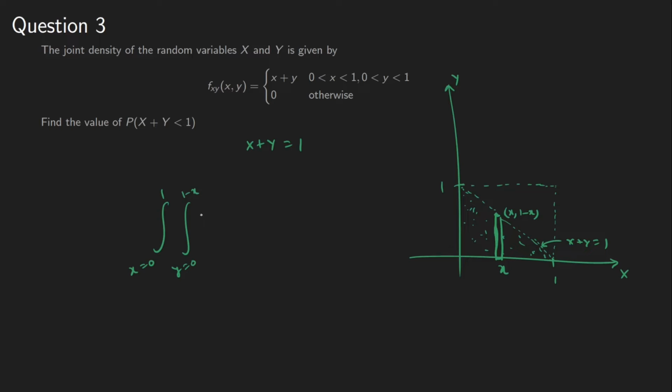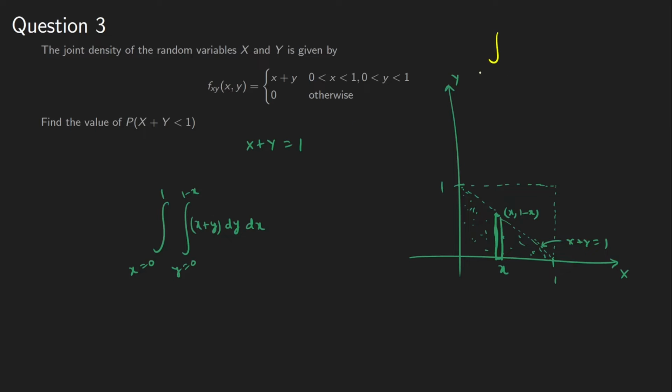And what are we integrating? We are integrating the PDF x plus y. So first we will integrate with respect to y, because we have to integrate along the strip, vertical strip, and then we will integrate it in the x direction. So it means we are moving this and we are integrating it for all the strips. So let's do this inner integration first, and then we will put it there and find the outer integration.